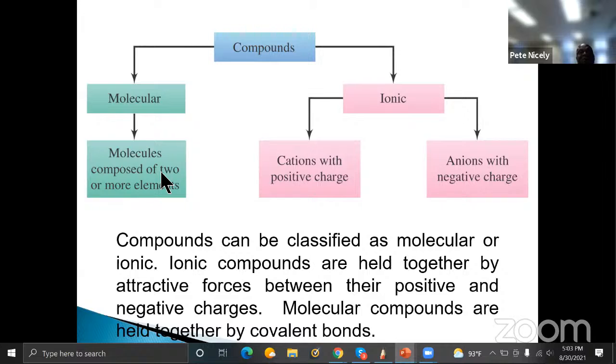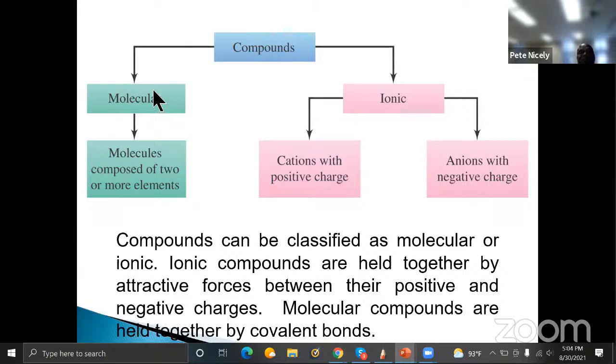The molecular compounds are basically consisting of discrete units of molecules, which are made up of atoms of 2 or more elements, whereas in the case of ionic compounds, you have cations, which are positively charged, anions that are negatively charged, and you don't have any molecular units. Basically, the formula for ionic compounds will be a simple whole number ratio between the cations and the anions.